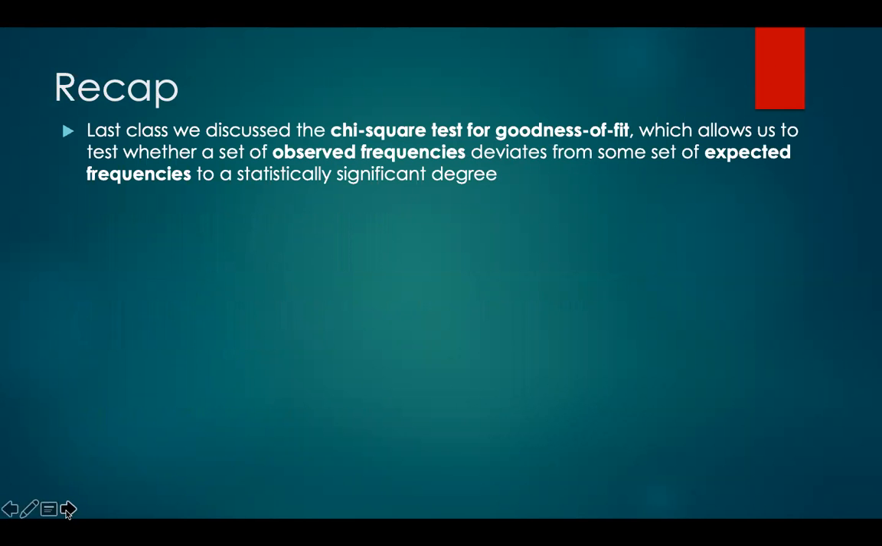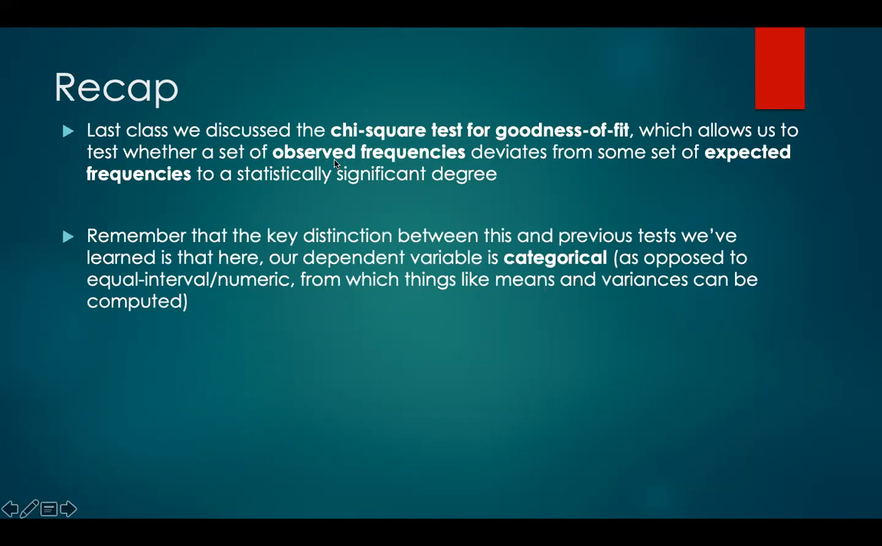And now, let's start off with a little recap. Last class, we discussed the chi-square test of goodness of fit, which allows us to test whether a set of observed frequencies deviates from some set of expected frequencies to a statistically significant degree. Now, remember that the key distinction between this and previous tests we learned is that here our dependent variable is categorical, as opposed to an equal interval numeric variable, from which things like means and variances can be computed.